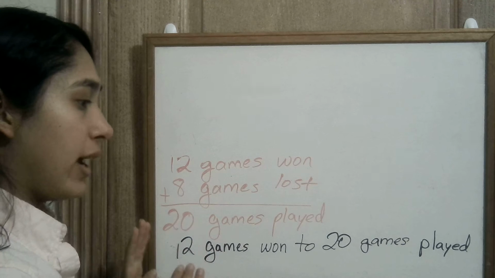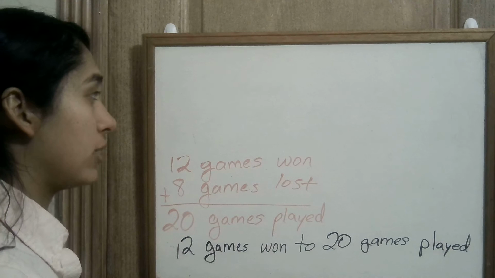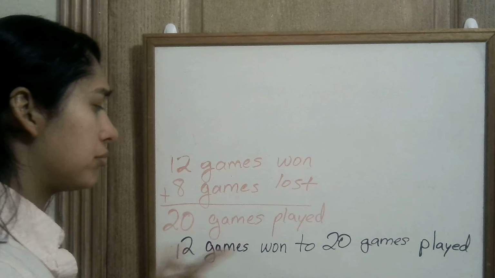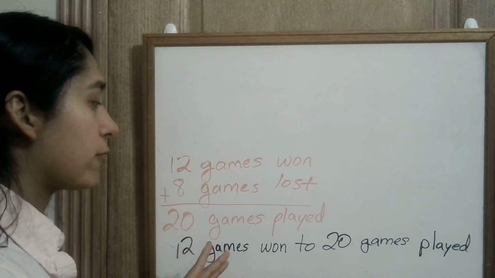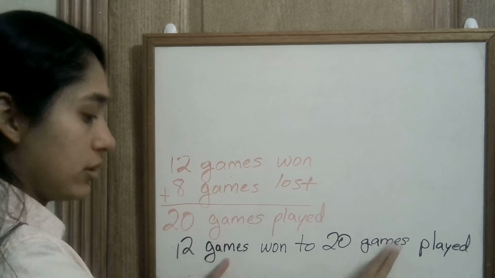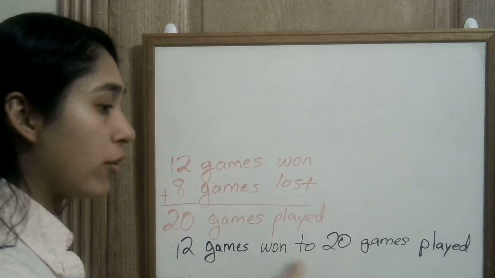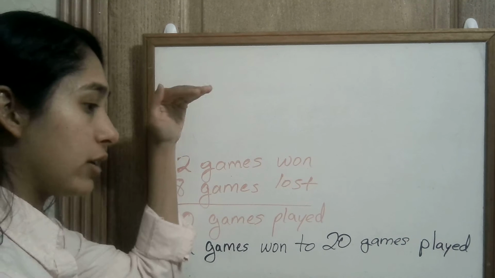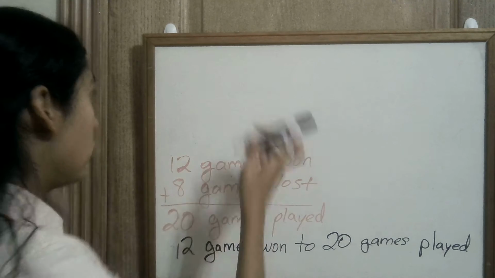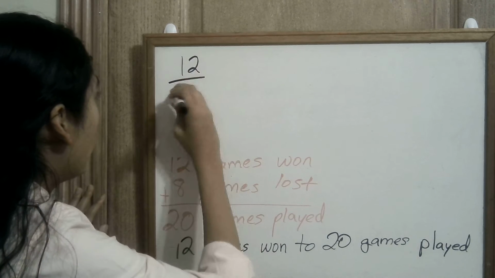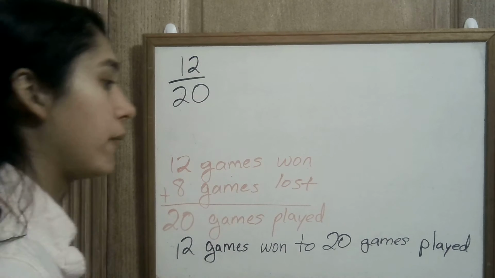Alright, if one of the answer choices was actually spelled out like this, great. But let's say the answer choice comes in the form of a fraction. Games won and games played are two different things, but we could still write a fraction because we're still talking about games. What's to the left of the word "to" goes in the numerator, and what's to the right goes in the denominator. So we write 12 over 20.